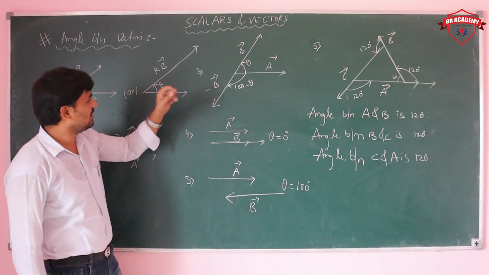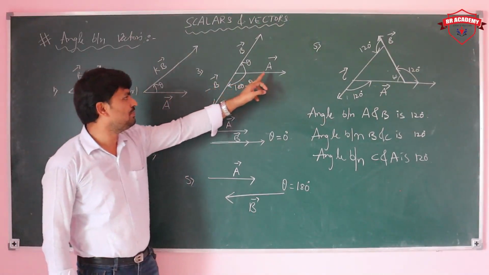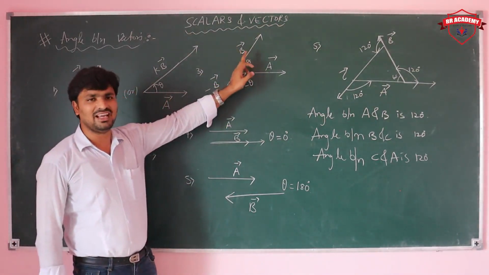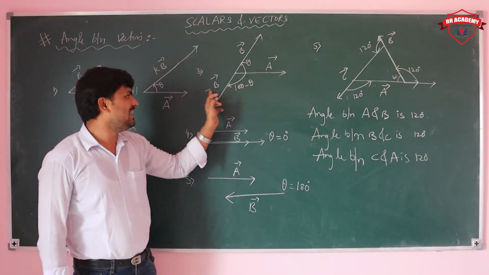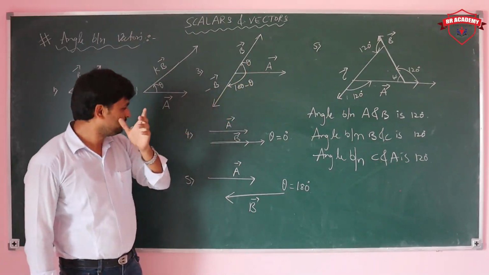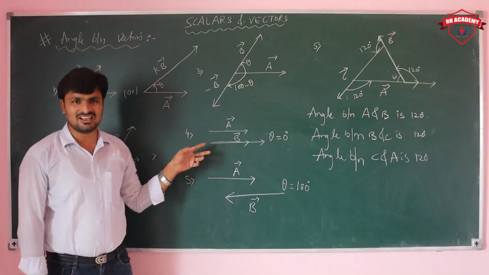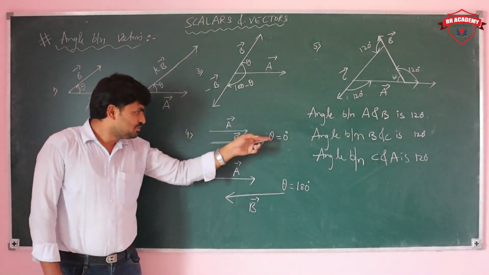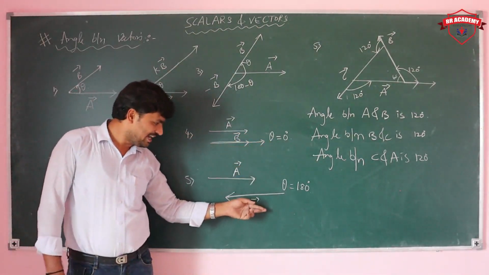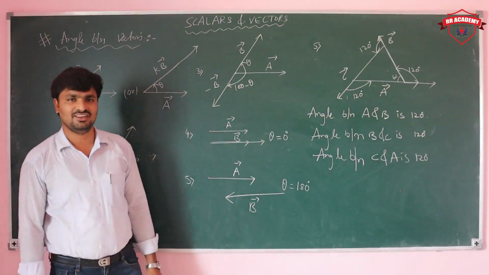Next, third condition. What is the angle between A and minus B? If the angle between A and B is theta, the angle between A and minus B is 180 minus theta. The angle between two parallel vectors is 0. The angle between two anti-parallel vectors is 180.